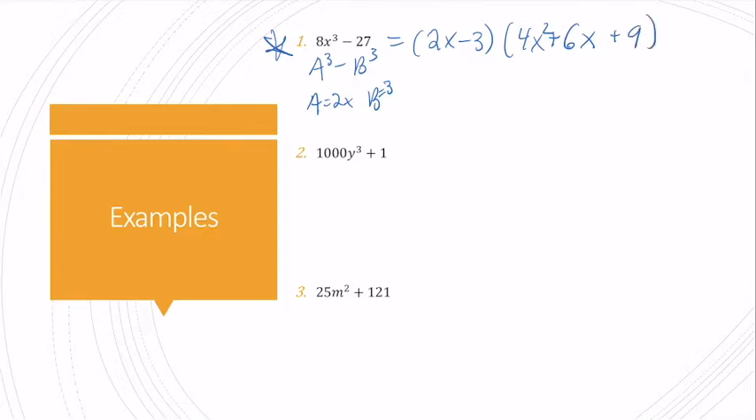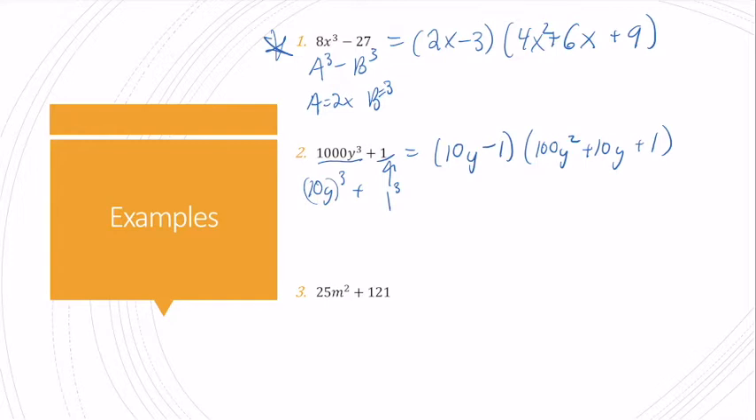Okay, let's try that again. I've got 1000y cubed plus 1. Well, 1 is a perfect cube, right? 1 cubed is 1. Here I've got 10y cubed. I'm going to factor this into 10y plus 1 times 100y squared minus 10y plus 1.